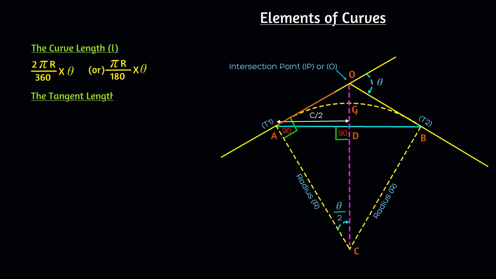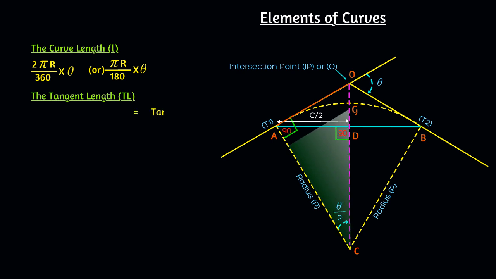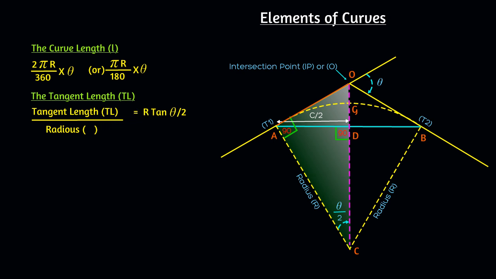The next is the tangent length TL. Considering this right-angled triangle, tan theta by 2 is equal to the opposite side divided by the adjacent side. Here, the opposite side is the tangent length, and the adjacent side is the radius. Then the tangent length equals the radius into tan theta divided by 2.